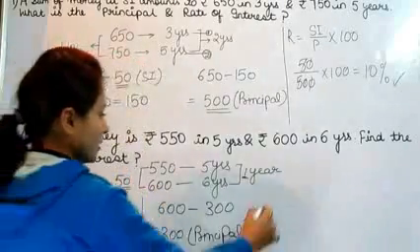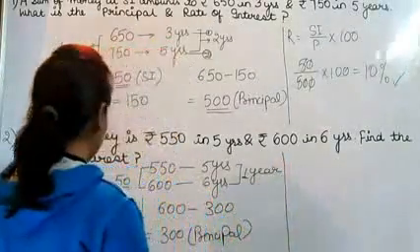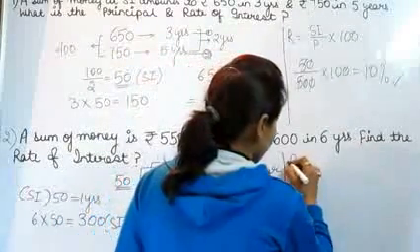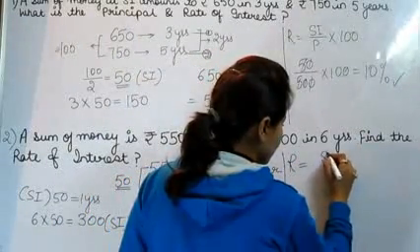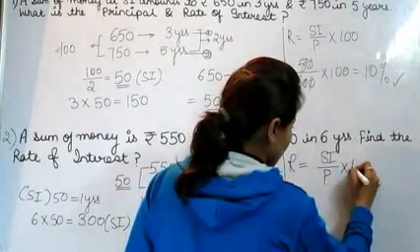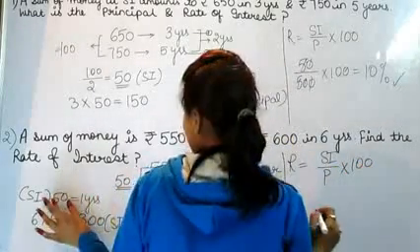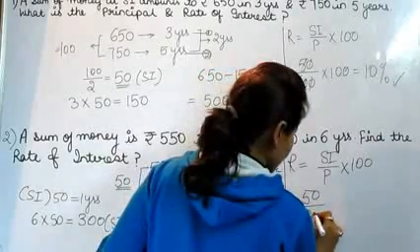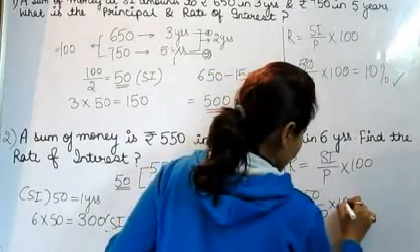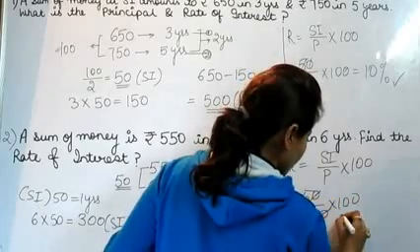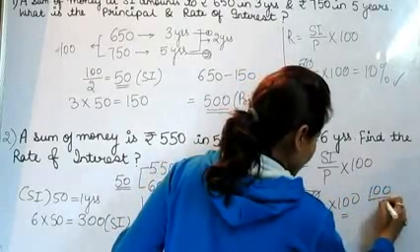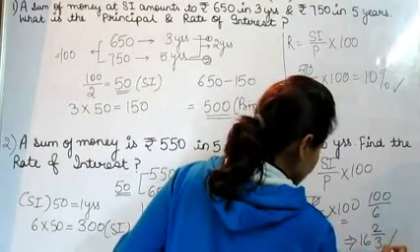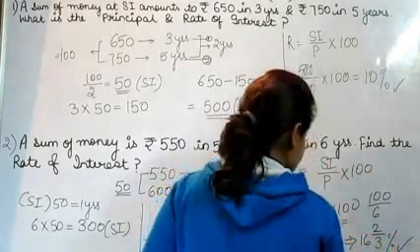300 is the principal. Now, we have to get the rate of interest, and without principal, we cannot get the rate of interest. The formula of rate of interest is simple interest divided by principal multiplied by 100. Simple interest for 1 year, that is 50, and principal is 300 into 100. When we solve, we get 100 by 6, and the value of 100 by 6 is 16 by 3%. This is the answer.